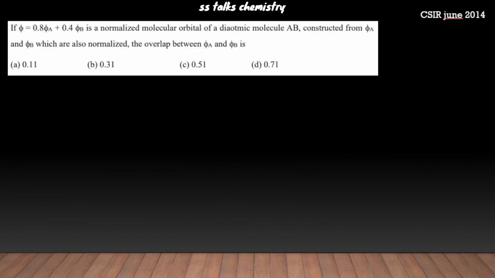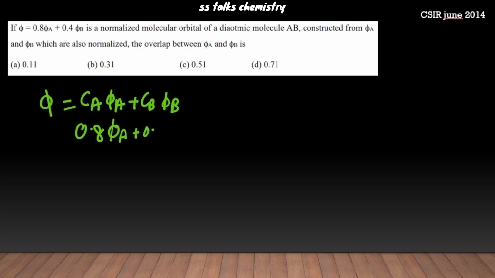Okay, next the phi value is given. So phi we write as Ca phi A plus Cb phi B. The values are given: it is 0.8 phi A plus 0.4 phi B. It is a normalized molecular orbital, so it is an MO, and the MO treatment you have to use over here. For a diatomic molecule AB constructed from phi A and phi B, which are also normalized, so phi A and phi B are already normalized, the overlap between them we have to find out. That is the S value.